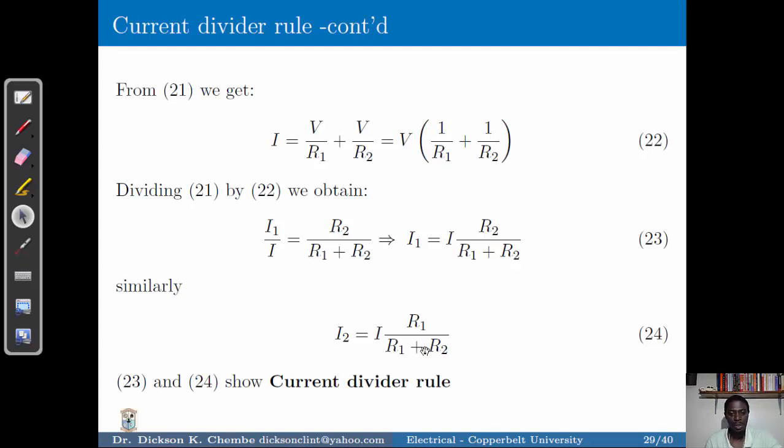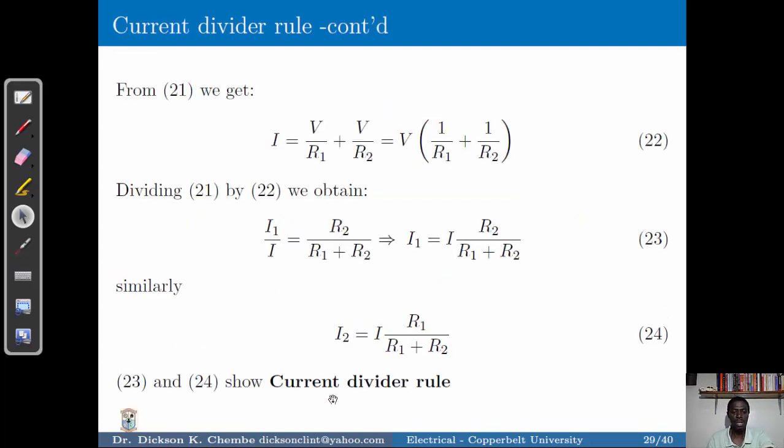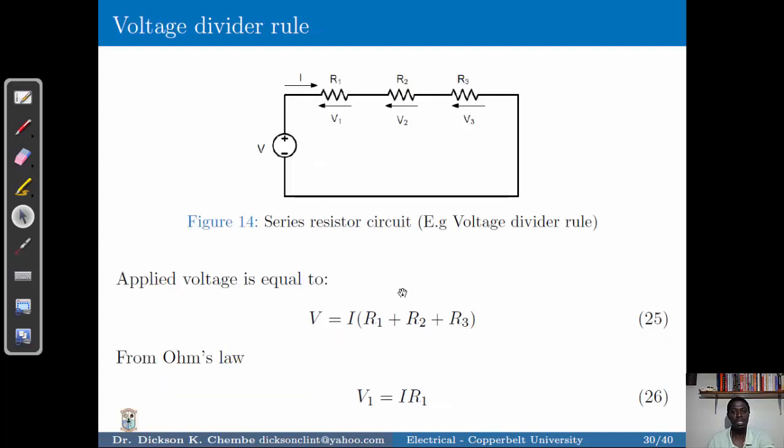We're basically obtaining a ratio between the two resistances. So in case we're looking for I1, we are looking at the ratio of R2 to the total resistance. And if we are looking at I2, we are looking at the ratio of R1 to the total resistance. And that gives us what we call the current divider rule or the current division rule. And we shall see that as we apply it in some of the examples.